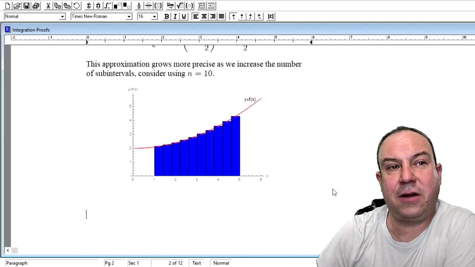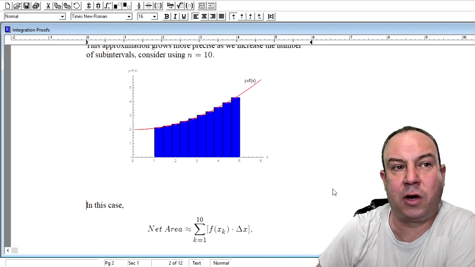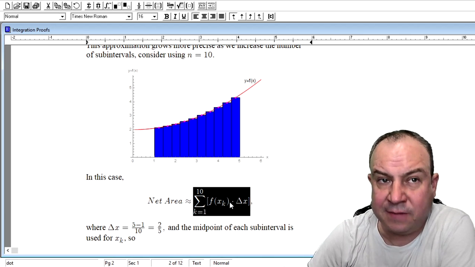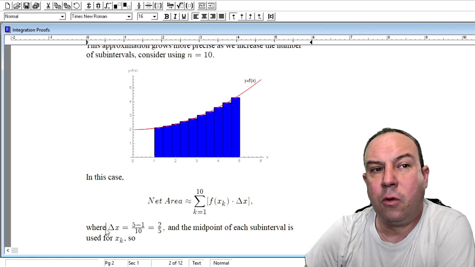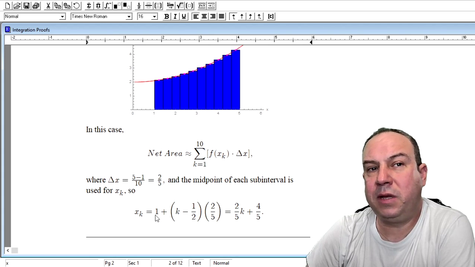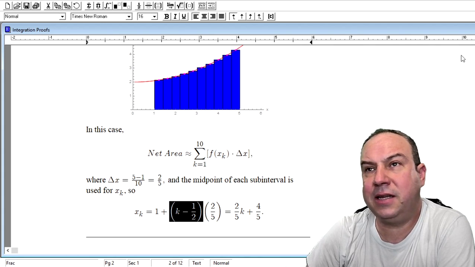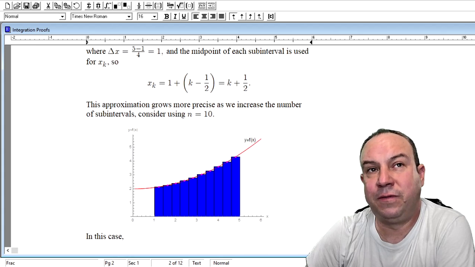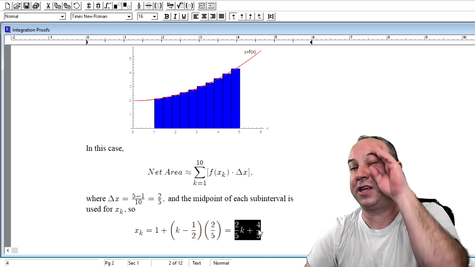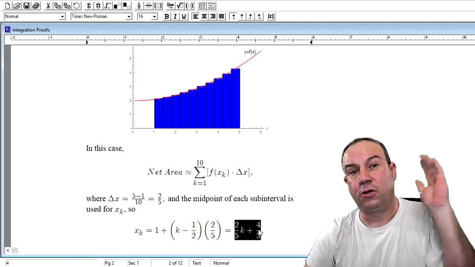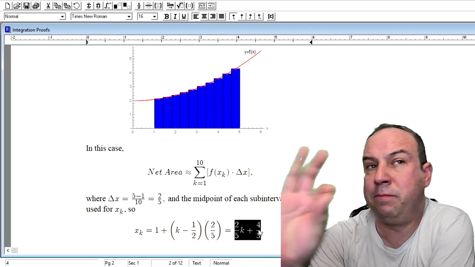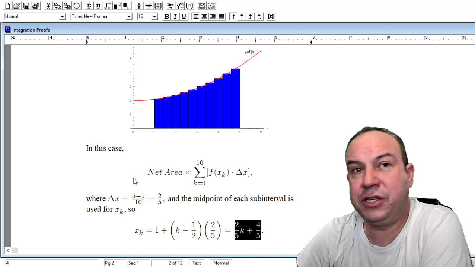And if we set up the net area calculation in this case, it's going to become a bit more exact. In this case, that net area would just be the summation from k equals 1 to 10 for f of x sub k times delta x. Where, again, delta x would be 2/5, and the midpoint would be given by a plus quantity k minus 1/2 times 2/5 in value, which would give you 2/5 k plus 4/5. So as you plug in k from 1 to 10 into that, it's going to tell you all the midpoints for each of those subintervals along that region seen here.